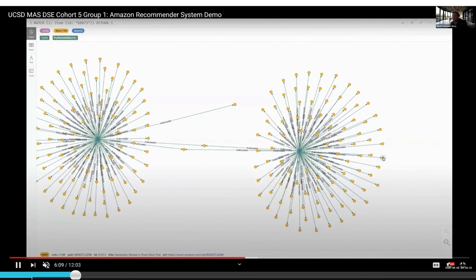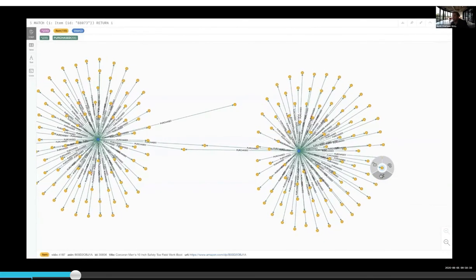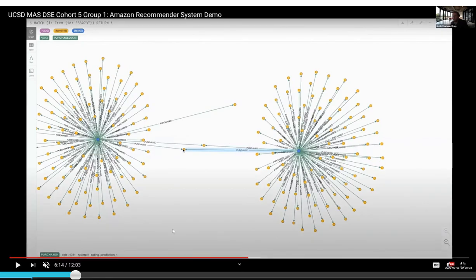This is just walking through the actual graph and what it looks like. There are 2 customers here and all the different products that they purchased. You'll see the connection of the 2 items that they have in common.